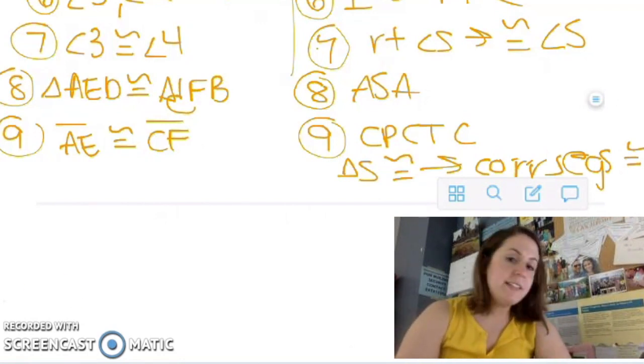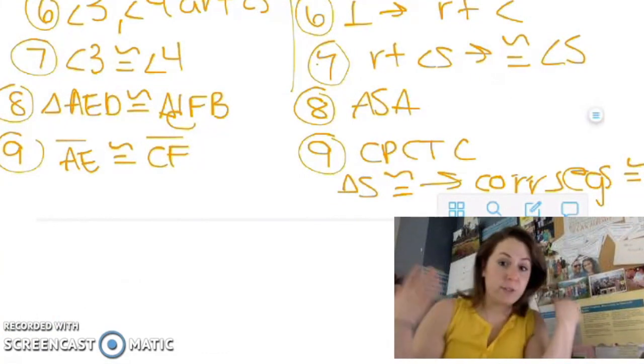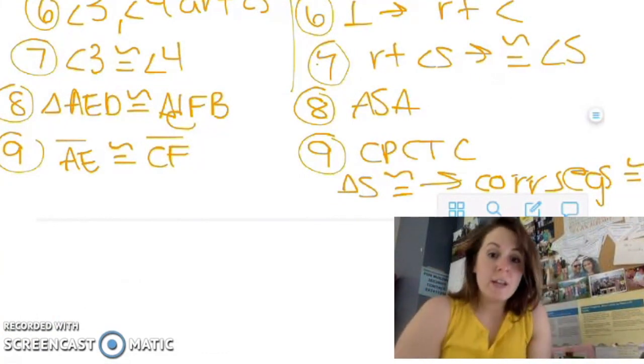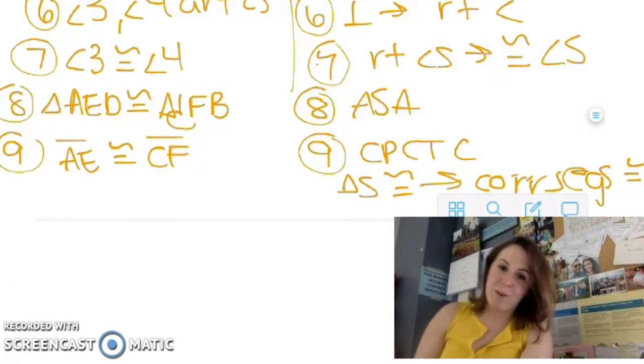All right, so that is all I have for quads. Again, I know some of these proofs are tougher, but quad proofs boil back down to a triangle proof, right? And make sure you know your properties, study those, and send me any questions that you guys have.